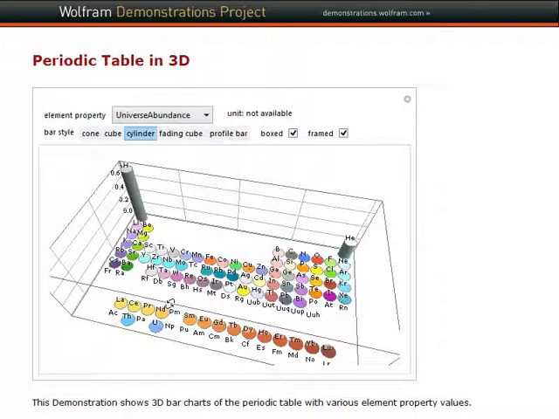All right. Any doubts about the periodic table so far? This particular simulation of the periodic table?